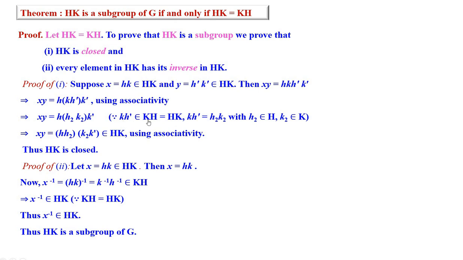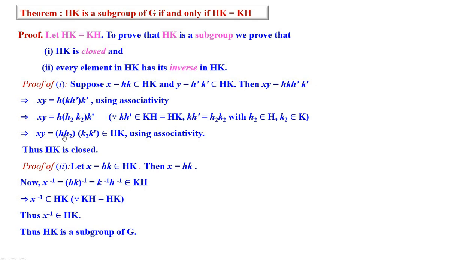This KH prime, where do we have? That is in KH, obviously. But KH is nothing but HK. So how can I write my KH prime? You can write it as KH prime to be some H2 K2, with H2 in capital H and K2 in capital K. Now again, by associativity, when we group them, this is what we get: H2 K2 K prime.